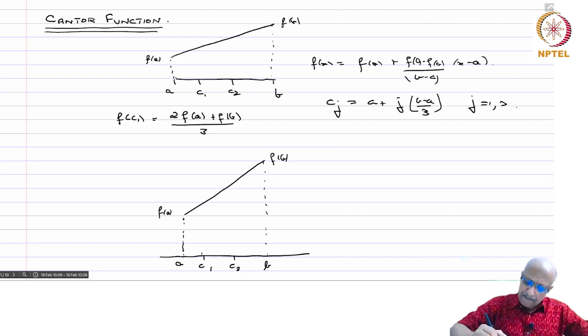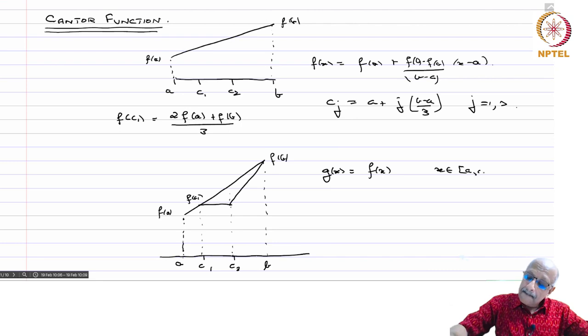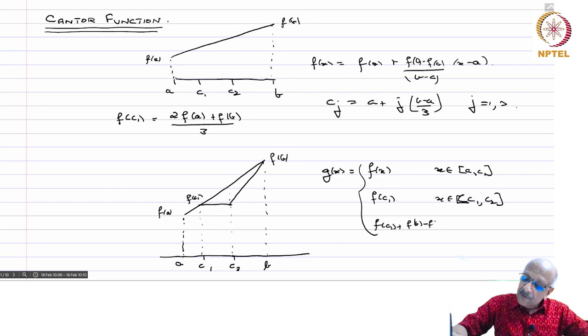So up to C1 we follow the function, and then from C1 to C2 we go horizontally. So this is f of C1, and then from here you climb up to get the new function. So this is the new function. So g of x is equal to f of x if x belongs to A C1, and is equal to f of C1, it's a constant, if x belongs to C1 C2, and then you have f of C1 plus (f of B minus f of C1) by (b minus C1) into (x minus C1).